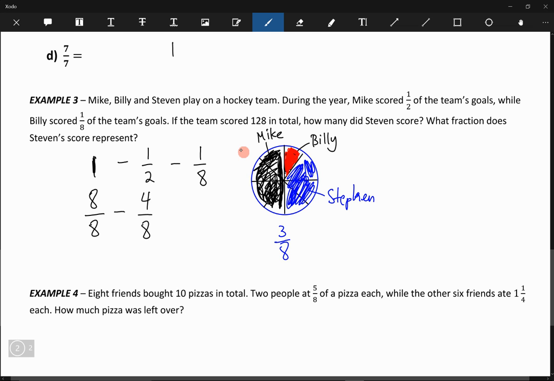Find the common denominator, right? And then I subtract Billy's score. 1/8 of the scores are Billy's, and then I'm left with an expression here. Common denominator is 8, and I can just subtract the numerators. So 8 minus 4 minus 1, which is 3. And that's the same answer that I got here.